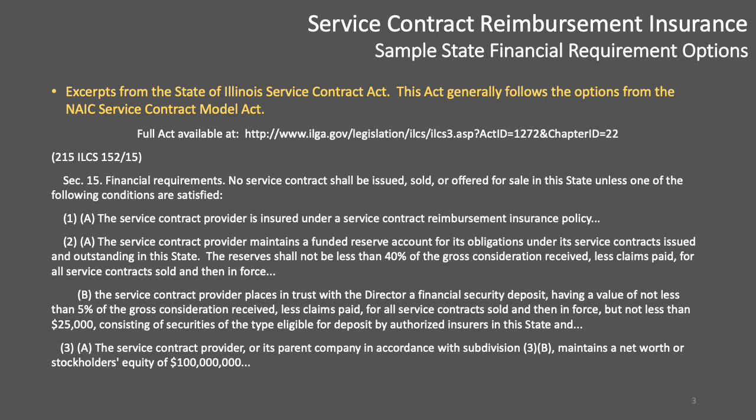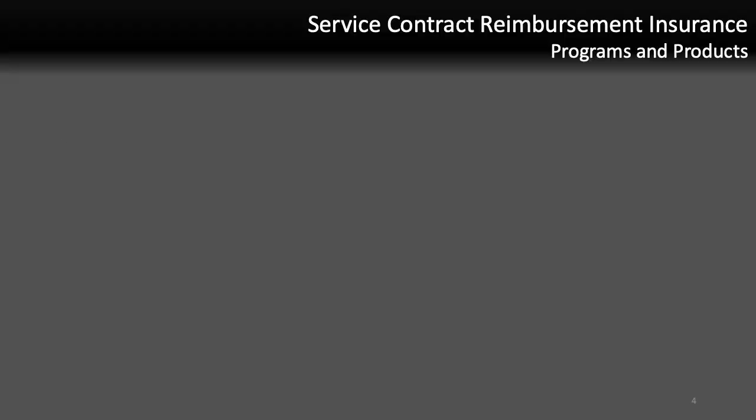That's the second option. The third option is a service contract provider can show that its parent company, in accordance with some other statutes, maintains a net worth or stockholders' equity of $100 million or above. There are other additional requirements as to how you demonstrate that, but those are really the 3 choices: a service contract reimbursement insurance policy, a 40% plus 5% reserve, or the $100 million parental net worth as a provider or its parent company. Those are the 3 standard options that are available.